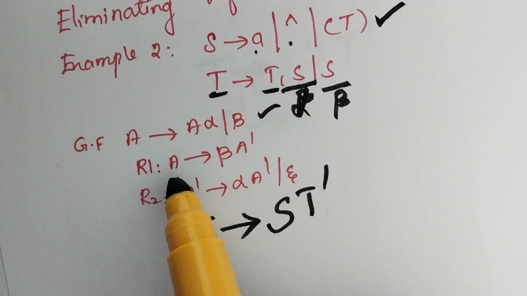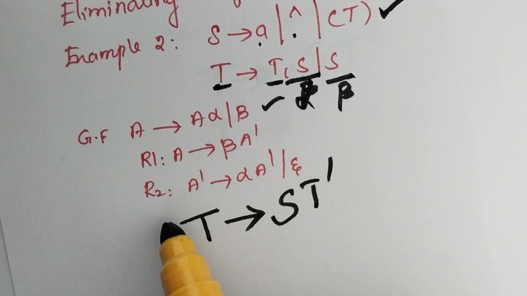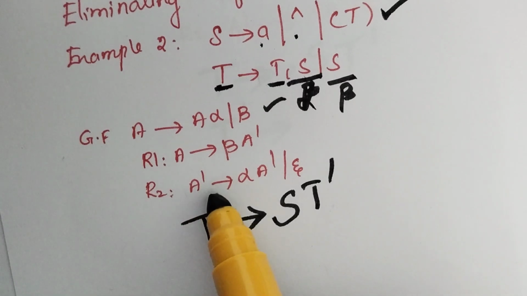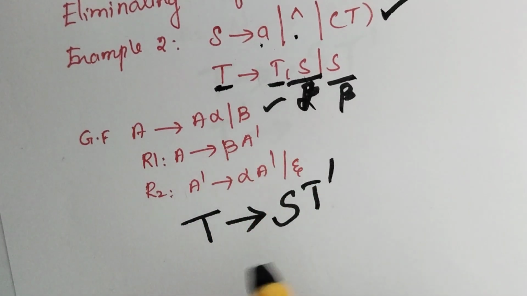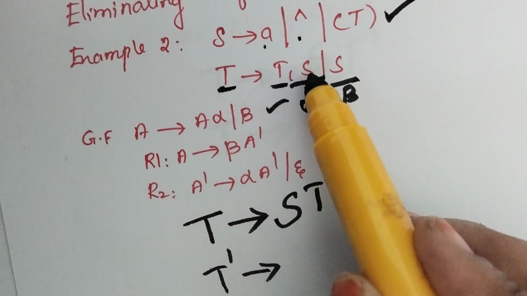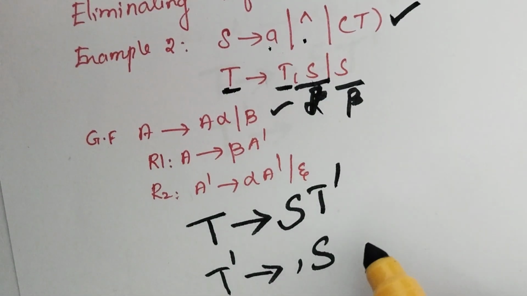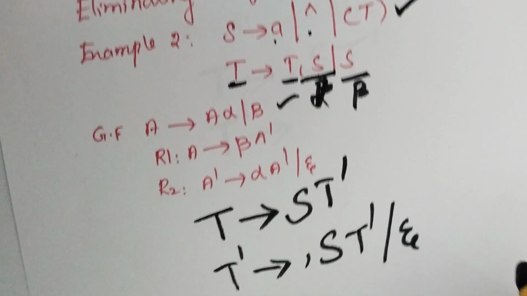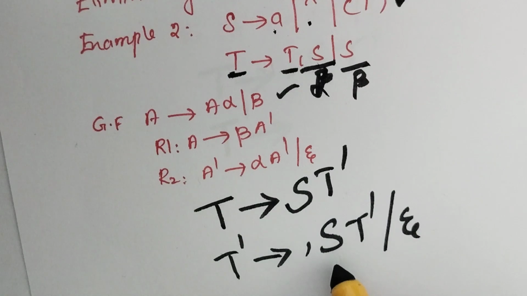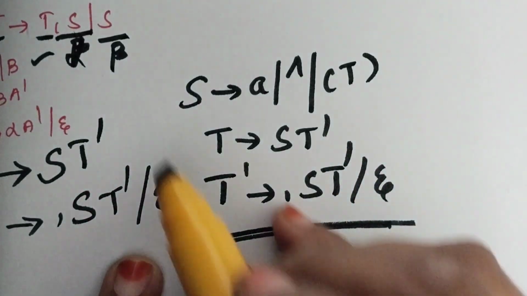Since we have applied rule 1 for the production which is having the left recursion, then we have to apply rule 2. What is rule 2? A dash produces alpha A dash or epsilon. So here A dash is your T dash produces alpha. What is your alpha? Comma and non-terminal S is your alpha. So write it as comma non-terminal S and T dash, or epsilon. So this is how we have to apply rule 1 and rule 2 to eliminate the left recursion. Finally, you can write the answer after eliminating this left recursion.